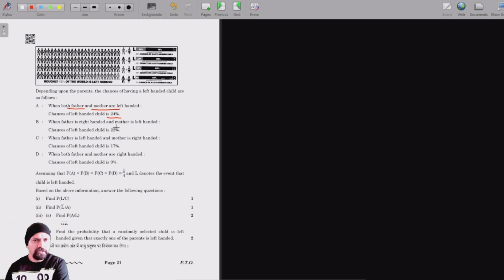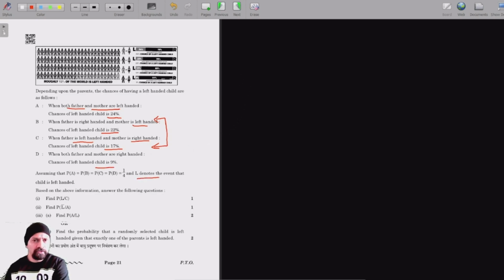When father is right-handed and mother is left-handed, so out of these two parents, if one of them is right-handed, the chance of a left-handed child is 22%. When the father is left-handed and mother is right-handed, the chance is 17%. So these are the cases when only one of the mother and father is left-handed. And when both are right-handed, the chance of a left-handed child is 9%.